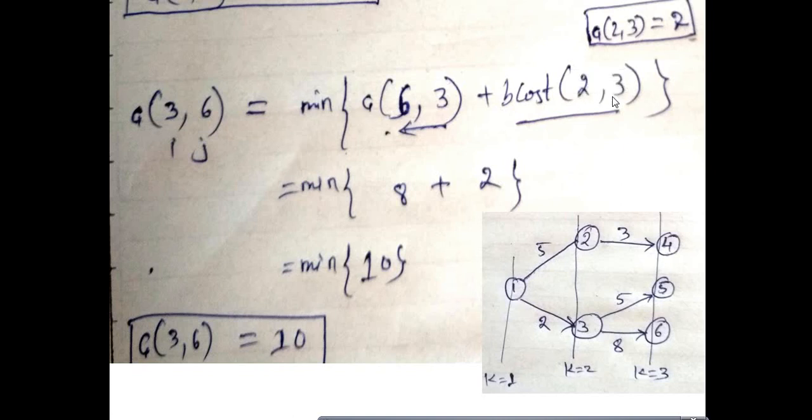So 2 comma 3. Here you have to identify the cost. What is the cost from vertex 3 to 6? 3 to 6, what is the cost? 8. So write down 8 here. Plus previously we have calculated B cost 2 comma 3. What is the answer? 2. 8 plus 2 how much? 10. So the cost of third stage, 6 vertex, answer is 10. Okay.